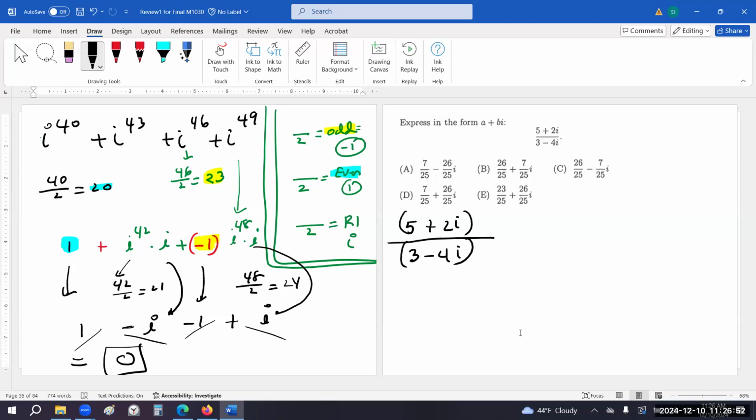So for i to the 43, we cannot divide 43 by 2, so we split it into 2 pieces. 43 is 42 plus 1, so it's i to the 42 and i to the 1. Now 42 we can divide by 2, it's 21. 21 is odd, so it gives us -1. And we keep our i.